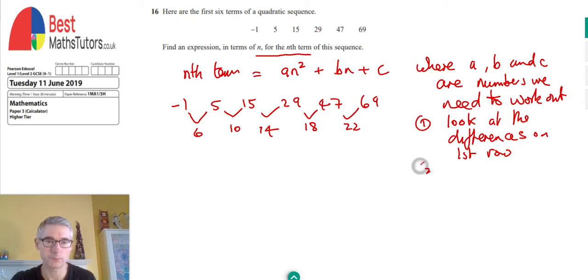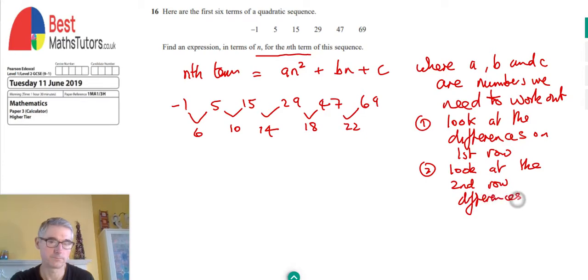So step 2 is look at the second row differences. Okay, so we're going to do that. And if we look at all those differences, we can now see that to go from 6 to 10, we have 4 on. From 10 to 14, it's 4 again. 14 to 18, 4, etc.